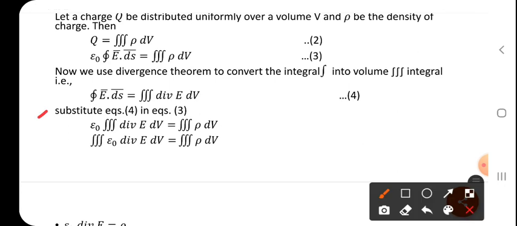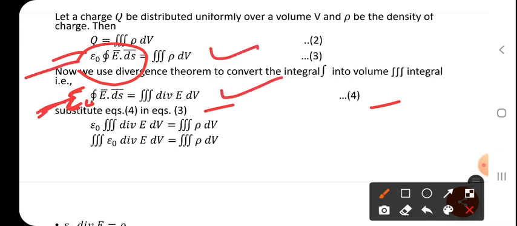Substituting E, let it be equation 4. Substitute equation 4 in equation 3. See here, this is the equation written. In the place of what we already have, apply this here, then we get the triple integral of div E dV. Whatever is present on this side, this and this are both the same. So when you apply epsilon naught, when these two sides are equal, these two sides are also equal. So we write it like this.